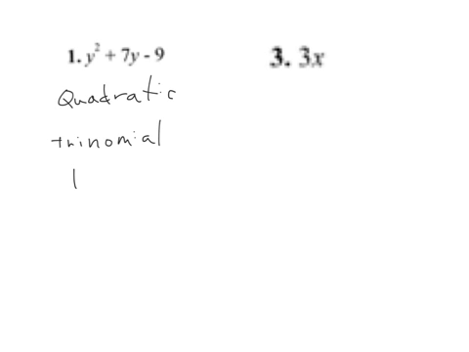Alright, on number 3, we're going to look at the degree, and in this case there's a 1 here. And so that would make this linear. And if we look at the number of terms, well, here we only have 1 term. So what do we call that? That is a monomial. And in this case, the leading coefficient is going to be 3. That's how you do 1 and 3.